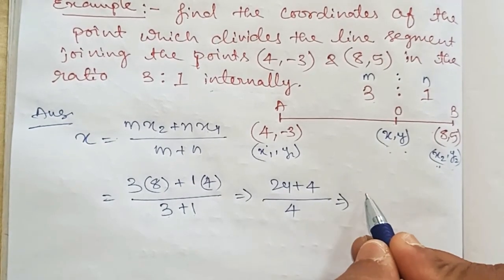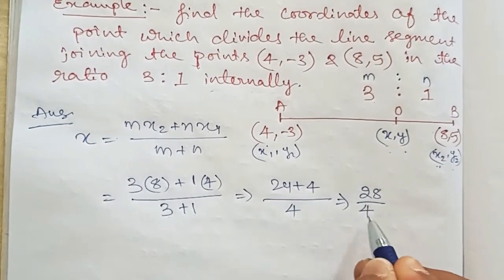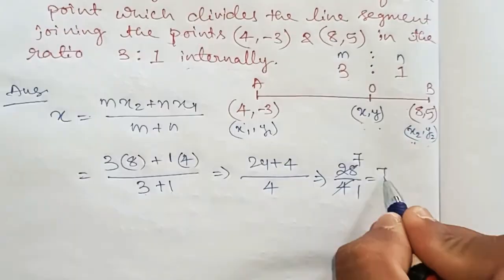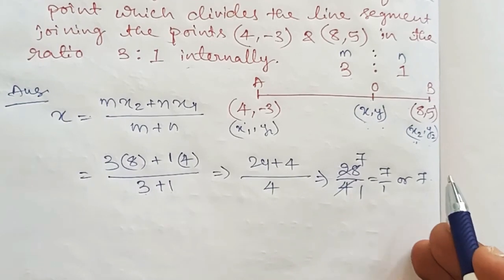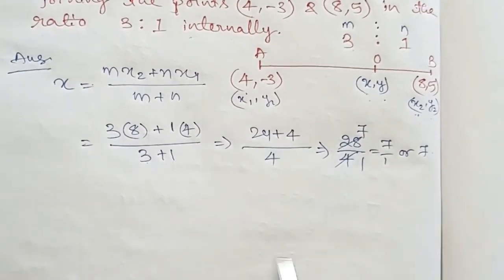24 plus 4 is 28, divided by 4. 4 1s are 4, 4 7s are 28, so 28 by 4 is 7. So the value of x we got is 7. Now we will find out the value of y.